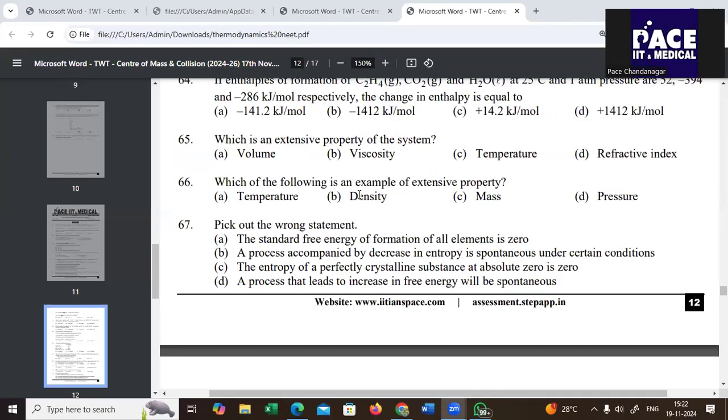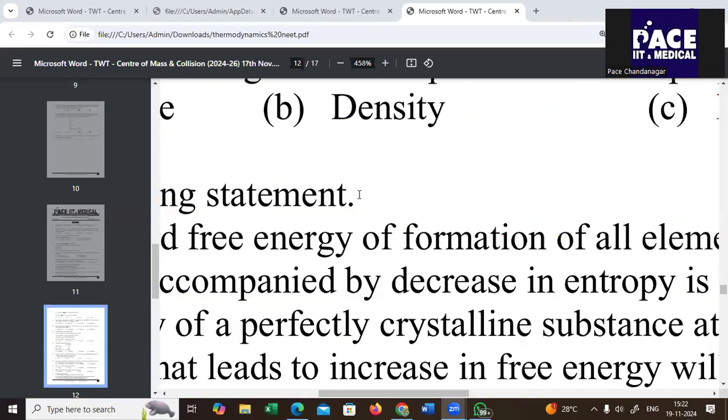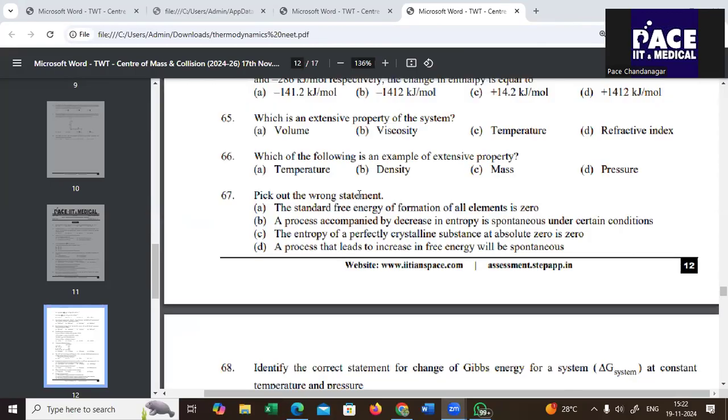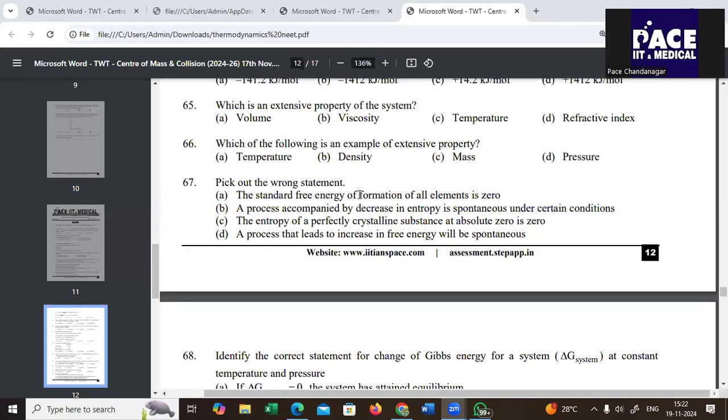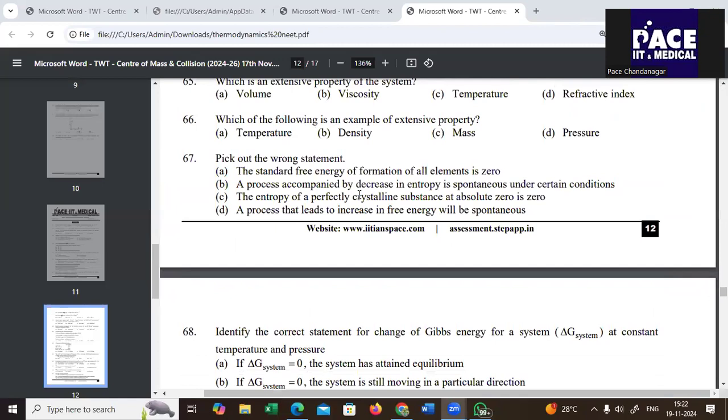All right. So next, move on with the next one, which is intensive property and extensive property. Intensive is independent, extensive is dependent on the mass. What is dependent? Definitely volume is dependent on the mass. Viscosity is independent. Temperature is independent. Please write down independent. This is intensive, and refractive index is independent. Volume is extensive. Okay. Next, which of the following is an example of extensive property?